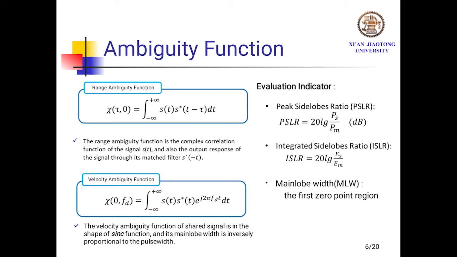PSLR is defined as the ratio of the highest side lobe peak (PS) to the main lobe peak (PM). ISLR is defined as the ratio of side lobe energy (ES) to main lobe energy (EM), and the main lobe width is used to measure the range resolution and the velocity resolution.